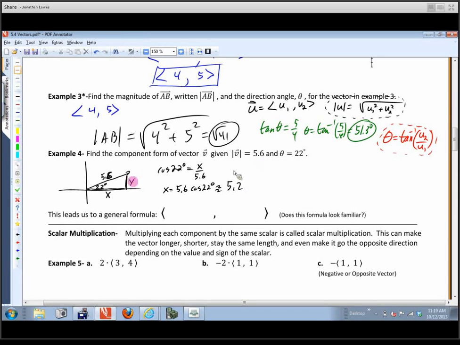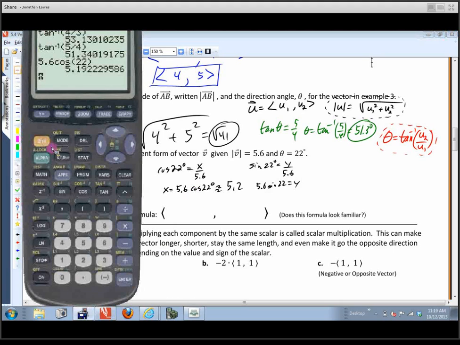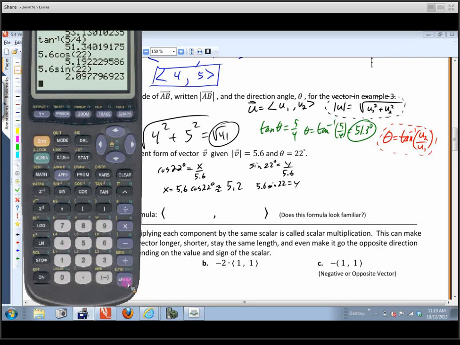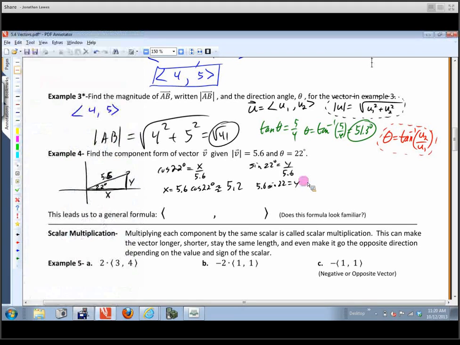Well, that would be the opposite side and the hypotenuse. So this is going to be the sine of 22 degrees is equal to y over 5.6. So 5.6 times the sine of 22 should equal y, and let's figure that one out. So all I need to do is change this to a sine, and there's my answer. So 2.09, 2.1 if we wanted to round. So in component form, vector v would be equal to 5.2, again rounding, 5.2 comma 2.1.